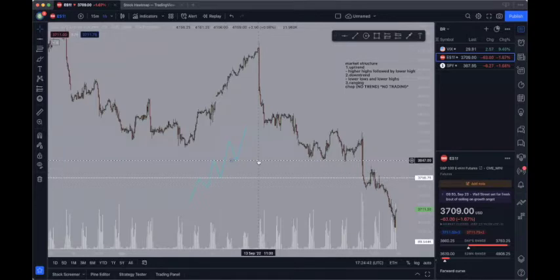So message me in the chat if you guys have questions on this, but I think it is pretty self-explanatory. You want to be following the trend. When people say the trend is your friend, literally this is what it means. You're going to want to trade with the trend until the, quote unquote, market structure changes.